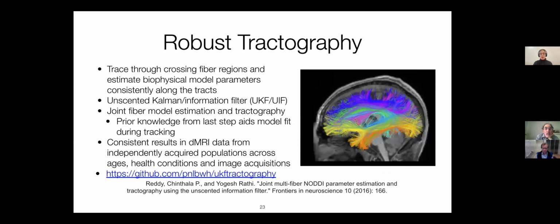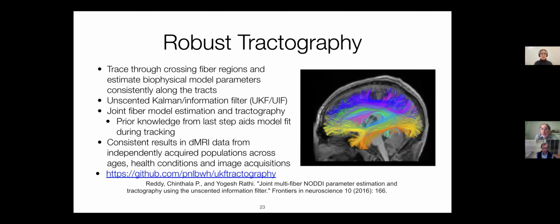Another source of robustness in terms of finding all of these tracts in these very large data sets is that we're using a robust method for tractography. We're using the UKF tractography method that was developed by Yogesh Rathi's group, where UKF stands for unscented Kalman filter. This method traces through crossing fiber regions. It's a multi-fiber model, and it estimates model parameters consistently along the tract. So it's jointly doing the fiber model estimation and the tractography.